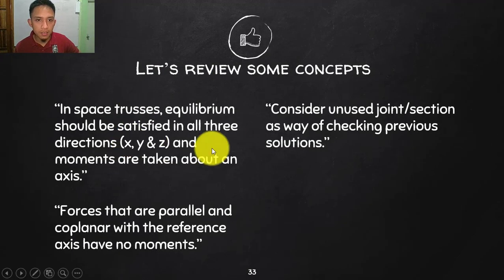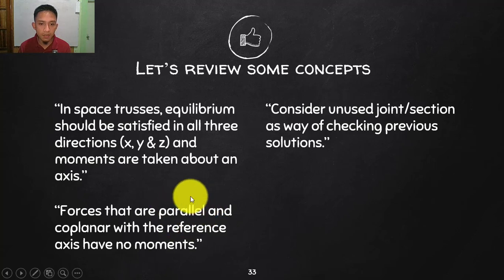Okay, so let's review some concepts. In space trusses, equilibrium should be satisfied in all 3 directions, x, y, z. Equilibrium here means summation of forces and summation of rotations, and moments are now taken about an axis. If moments are taken about an axis, we should not forget that forces parallel to the reference axis have no moment, and all coplanar forces, those in the same plane as the axis or intersecting the axis, also have no moment.